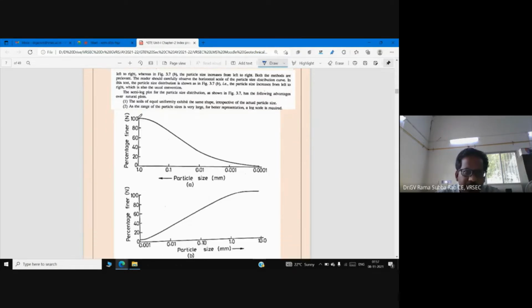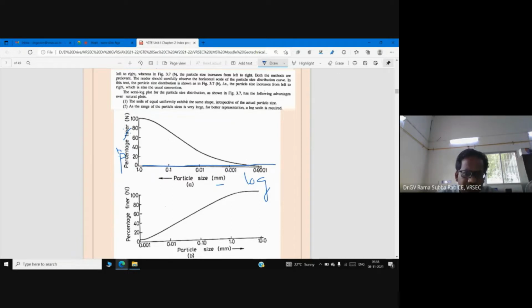Here in this picture, we can see percentage finer on the y-axis. This we call percentage passing. And we have the particle size on the x-axis. This is in millimeter, and very important, this scale is a logarithmic scale. We repeatedly say that the particle size varies in a wide range, right from 0.075, that we call 75 micron, to 4.75 mm. So in order to accommodate the wide range of particle sizes on this graph sheet, we select a logarithmic scale.